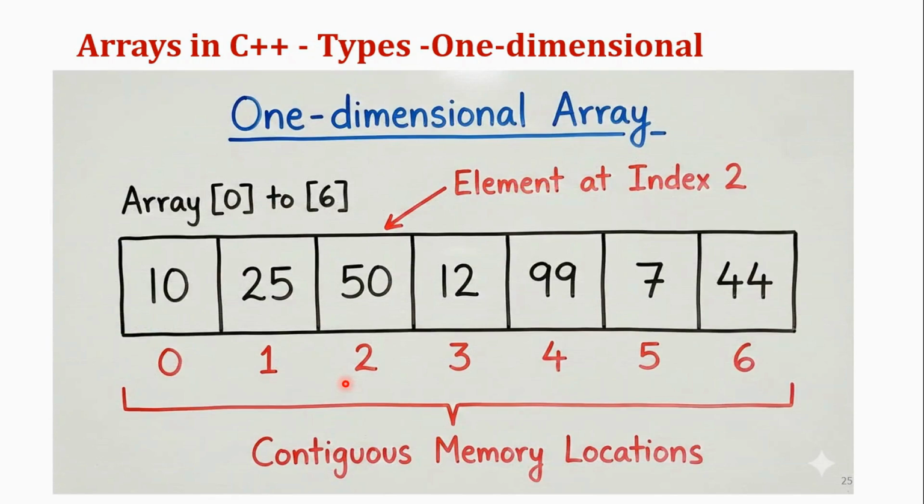Check out this example. This is the good example for a one-dimensional array, which was given in the beginning. Here the array size is 7, starting from index 0 to 6, so a total of 7 is the size of the array. This single row is called a one-dimensional array. A of 0 will be 10, A of 1 will be 25, and so on, and A of 6 will be the seventh element, the last element in the array. These elements are stored in contiguous memory locations.